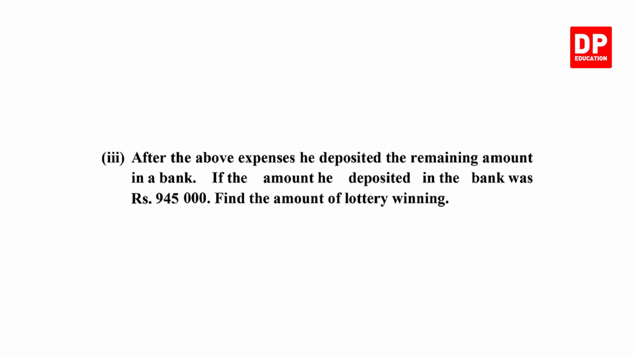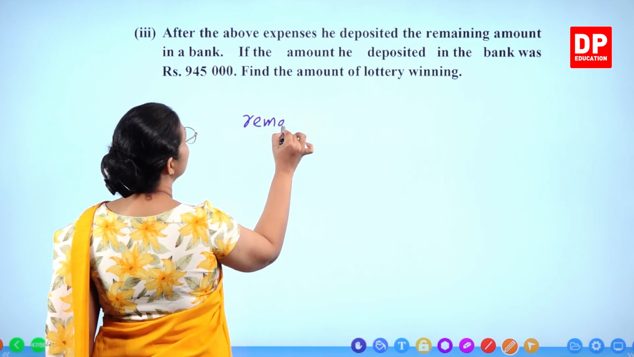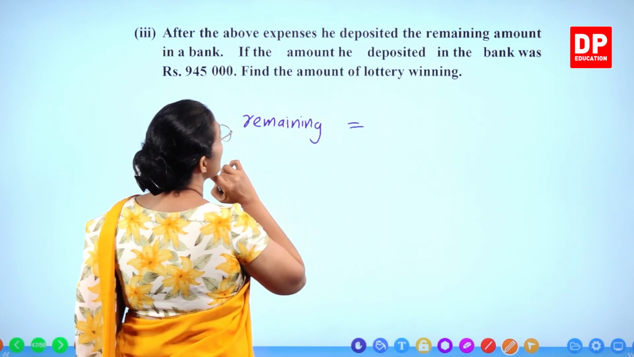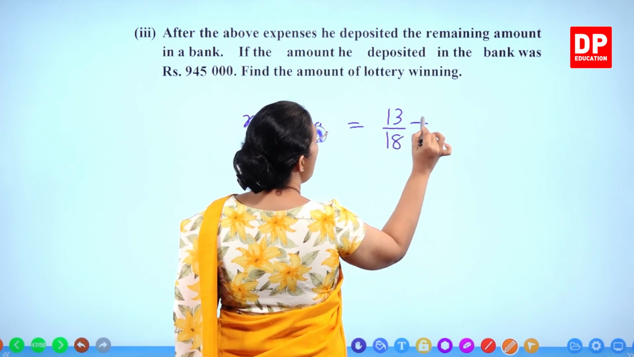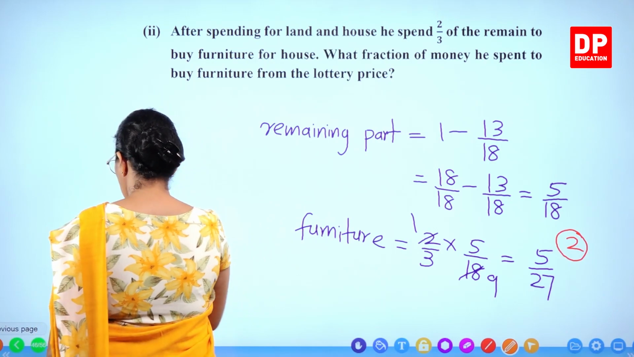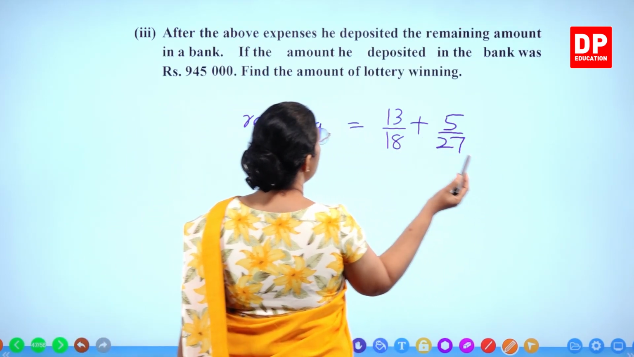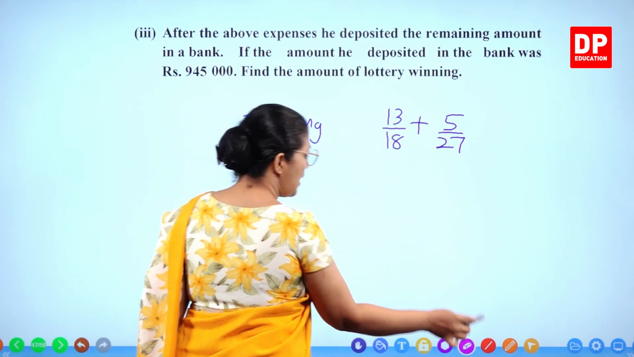After the above expenses, he deposited the remaining amount in a bank. So let's find the remaining amount first. What's the remaining? 13 out of 18 and 5/27 is the total, and then subtract from 1. That's how you find out the remaining part.